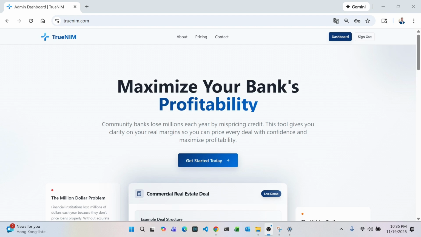So they have to rely on building some sort of internal models with Excel sheets, or they just end up guessing, or they cough up the expensive cost of paying for these platforms. So TrueNIM is here to fix that.